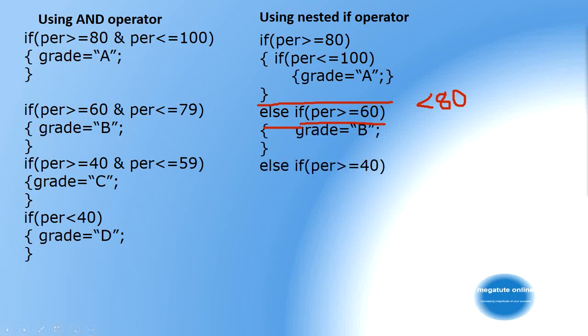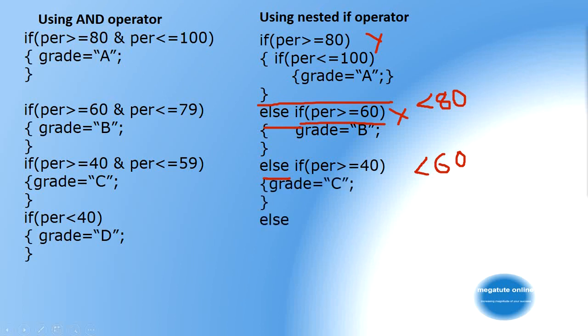Now, similarly, it'll come to this else if this is also not true and this is also not true. That means it'll come here if percentage is not more than 80 and not more than 60. So that is understood, this is the less than 60 block. Here I only need to check if percentage is more than 40. All right. So this will give me the grade C.